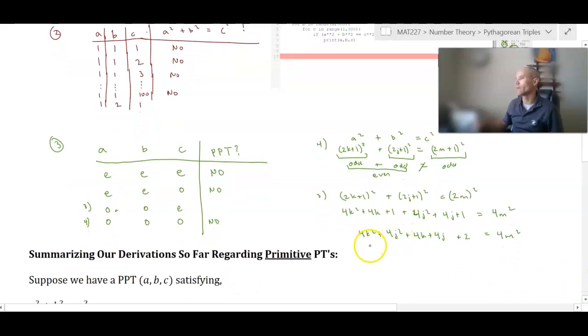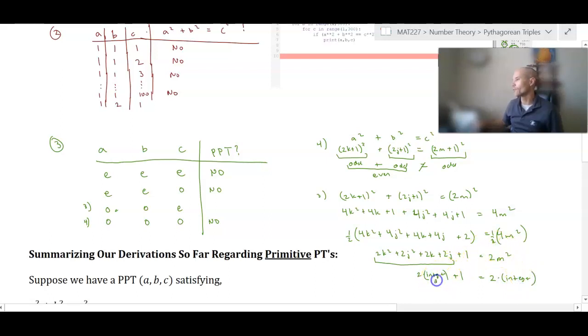But here is something that will disprove this from being a possibility. If I divide both sides by 2, in other words, take one half of both sides, it'll be totally okay. We'll still be dealing with integers. That gives me 2k squared plus 2j squared plus 2k plus 2j plus 1 equals 2m squared. Now here is where the contradiction lies. I have a bunch of terms that have a factor of 2: 2 times an integer, and then plus 1. On the right-hand side, I just have 2 times an integer.